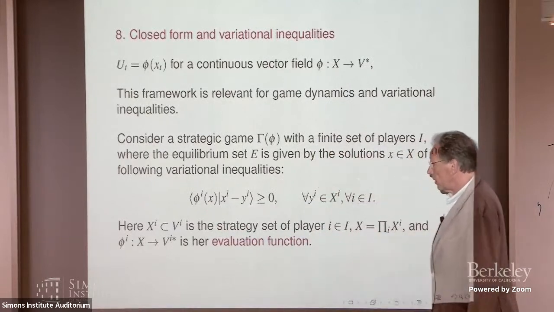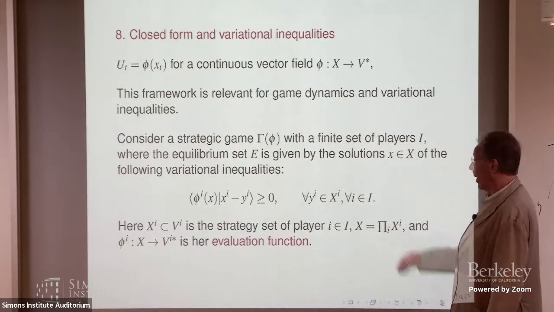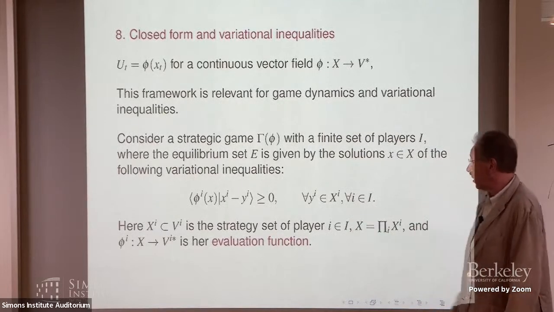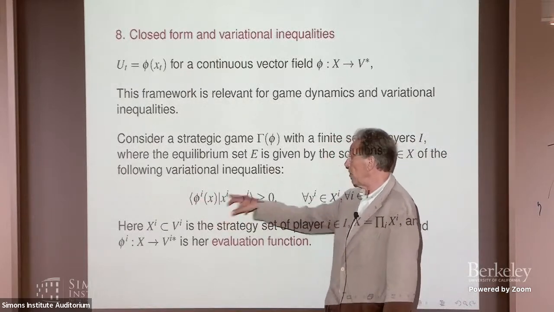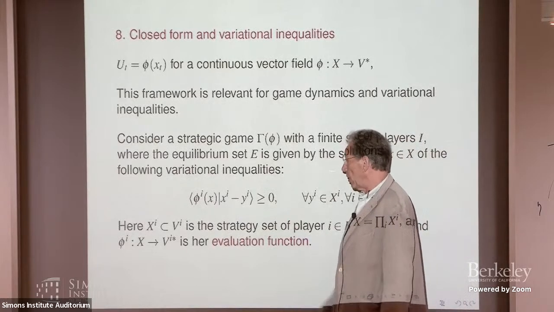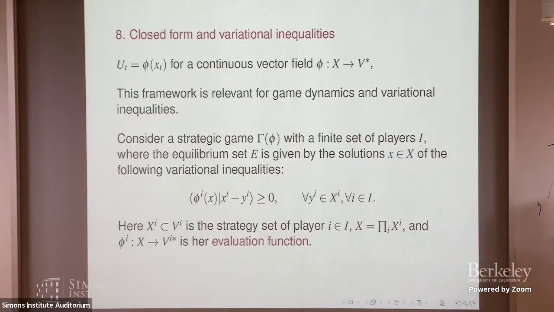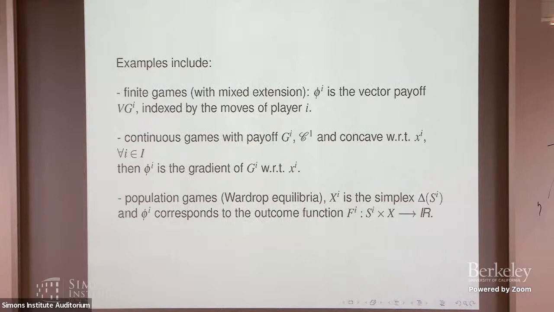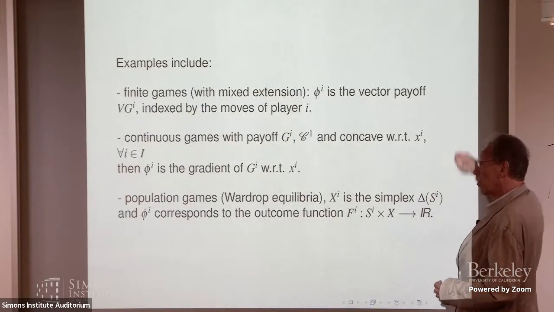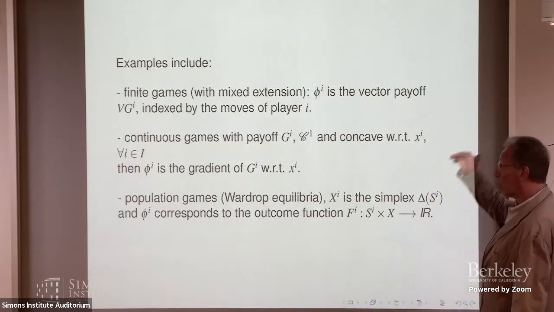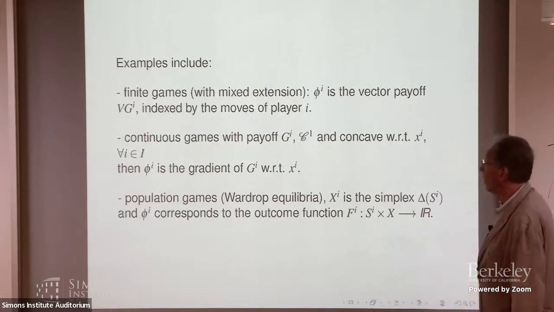So you want that the equilibrium set is given by a set of this, where capital X is the set of strategies of player i. So here, this is the relevant variable for player i. x is the n-tuple of choices by all the players, and this is the choice of player i and an alternative choice. The basic example where you have this is obviously finite games. In finite games, phi i is just the vector payoff indexed by the move of the player. You are given the strategy of the opponents, and you look at the collection of payoffs induced by your own strategy. This is the vector payoff, and Nash equilibrium.